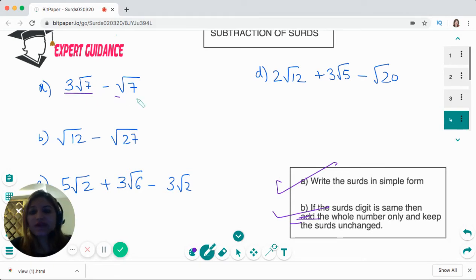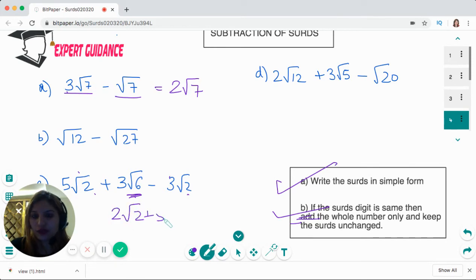Okay, now let's see. It's 3 root 7 minus root 7. The surd is the same, which is root 7. So we can just do 3 minus 1, which is 2, and the answer would be 2 root 7. Right? In this question, root 6 is different, but root 2 are the same. So we can do 5 minus 3, which is 2 root 2 plus 3 root 6.